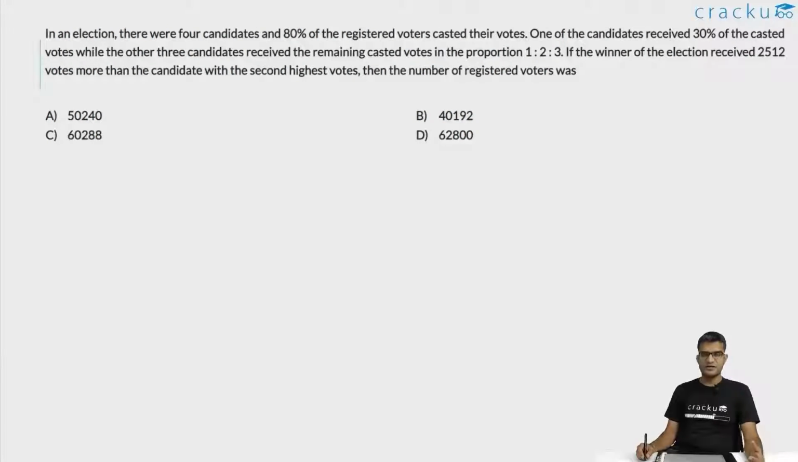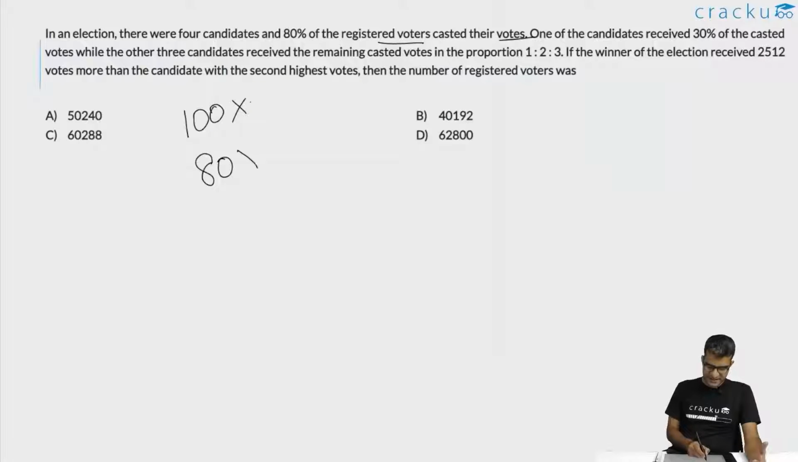In this question, we are told that there is an election in which 4 candidates contested and 80% of the registered voters cast their vote. Let the total number of registered voters be equal to 100x. So the number of votes that are cast is 80% of it, which is 80x. Out of this, one of the candidates got 30% of the votes. So the number of votes that this candidate got will be 30% of 80x, which is equal to 24x.